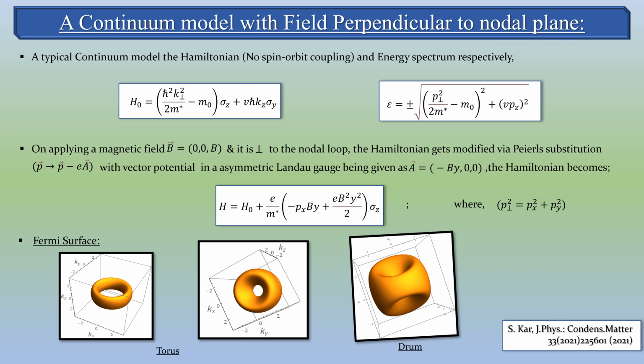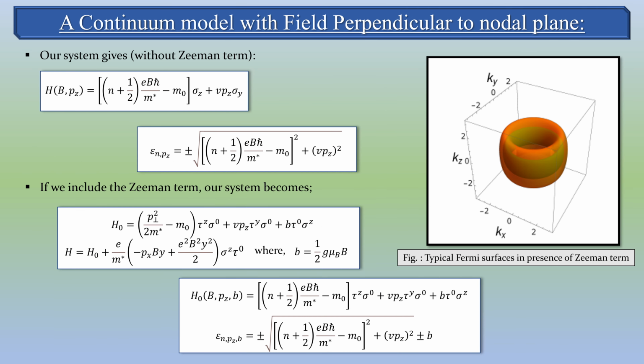Now, in the presence of a magnetic field, we use Peierls substitution and put in the vector potential, and we have the Landau quantization in energy form. Here the figure shows the Fermi surface for the Hamiltonian. Include the Zeeman term, which is half g mu B, in our previous nodal line semimetal Hamiltonian. After doing all the similar mathematical calculation, we get this expression.